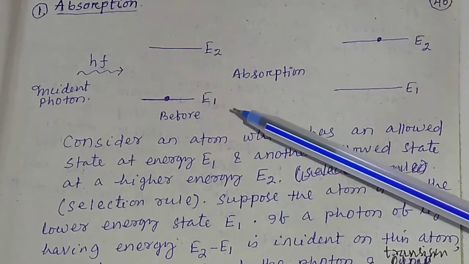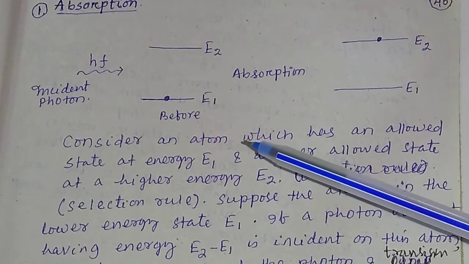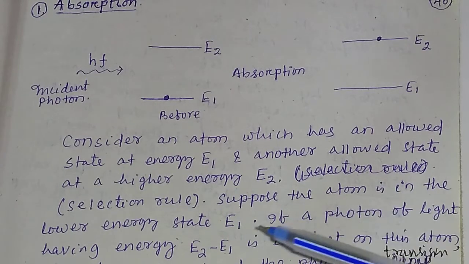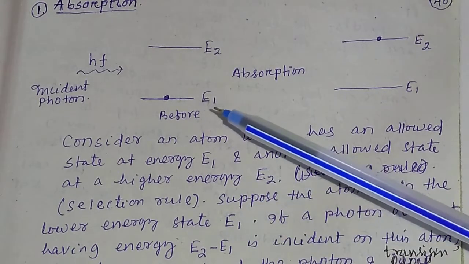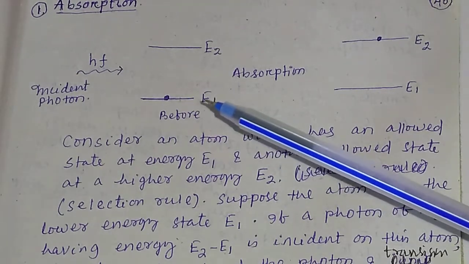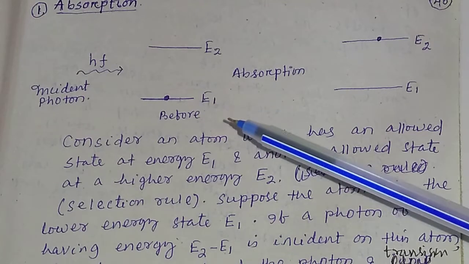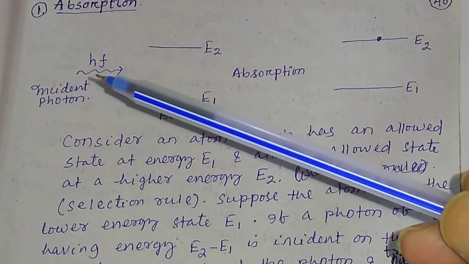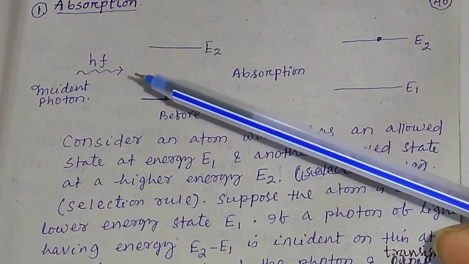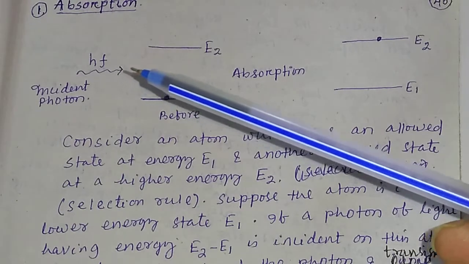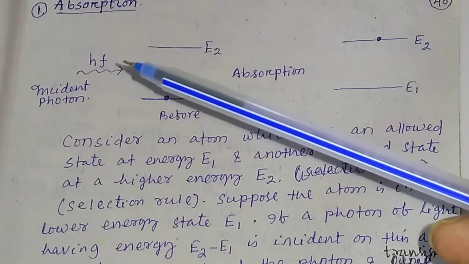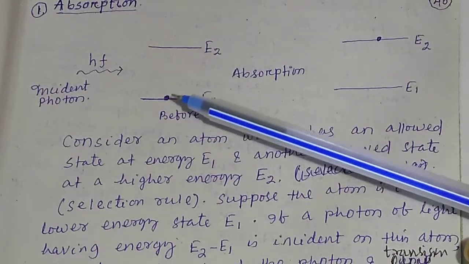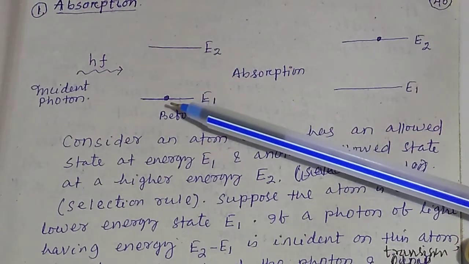From the selection rule, we know the possible transition of a system from one quantum state to another. Suppose the atom is in the lower energy state E1. If a photon of energy hf, an incident photon, where hf is equal to E2 minus E1, the difference of the two energies, is incident on this atom, then what will happen?